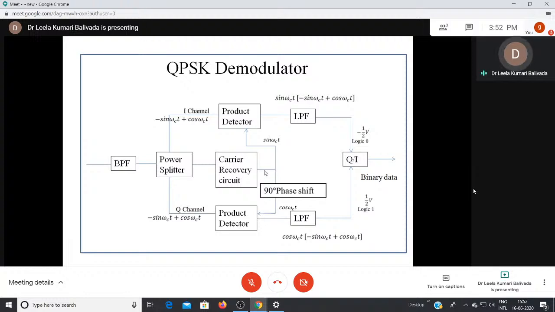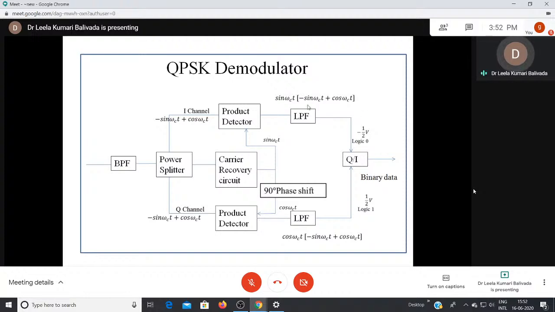So here the carrier recovery circuit reproduces the original transmitted carrier oscillator signal. So it has to recover the original signal, right? That means the recovered carrier must be frequency and phase coherent with the transmit reference carrier. And the QPSK signal is demodulated in the I and Q product detectors, which generate the original I and Q data bits.